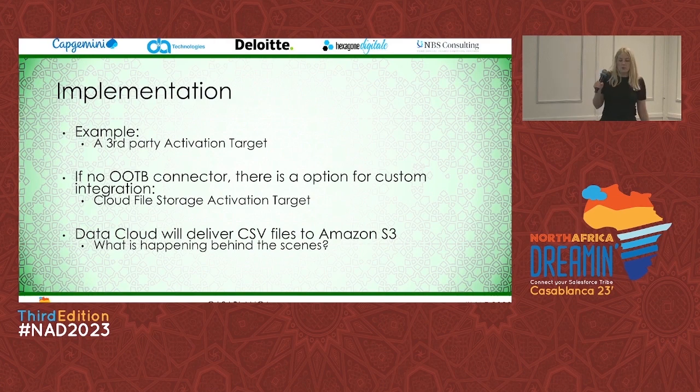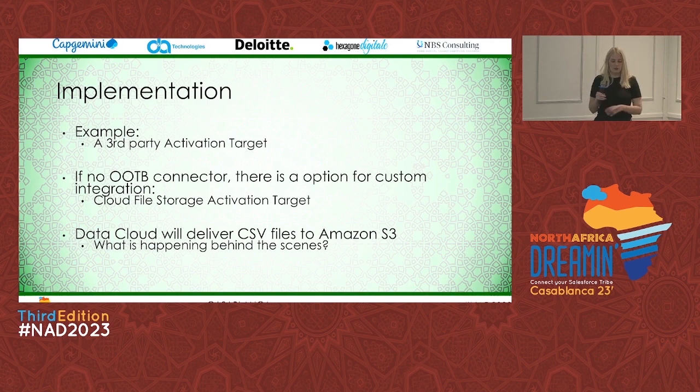For our first implementation, we had a third-party activation target that we needed to deliver the data to. It was an ad tech platform. Of course, that means there is no out-of-the-box connector, but there are options for custom integration. You have a cloud file storage activation target. Back when we did the implementation, it was only Amazon S3, but I think nowadays, with the recent updates, you have Azure and Google Cloud as well. So you have more options now.